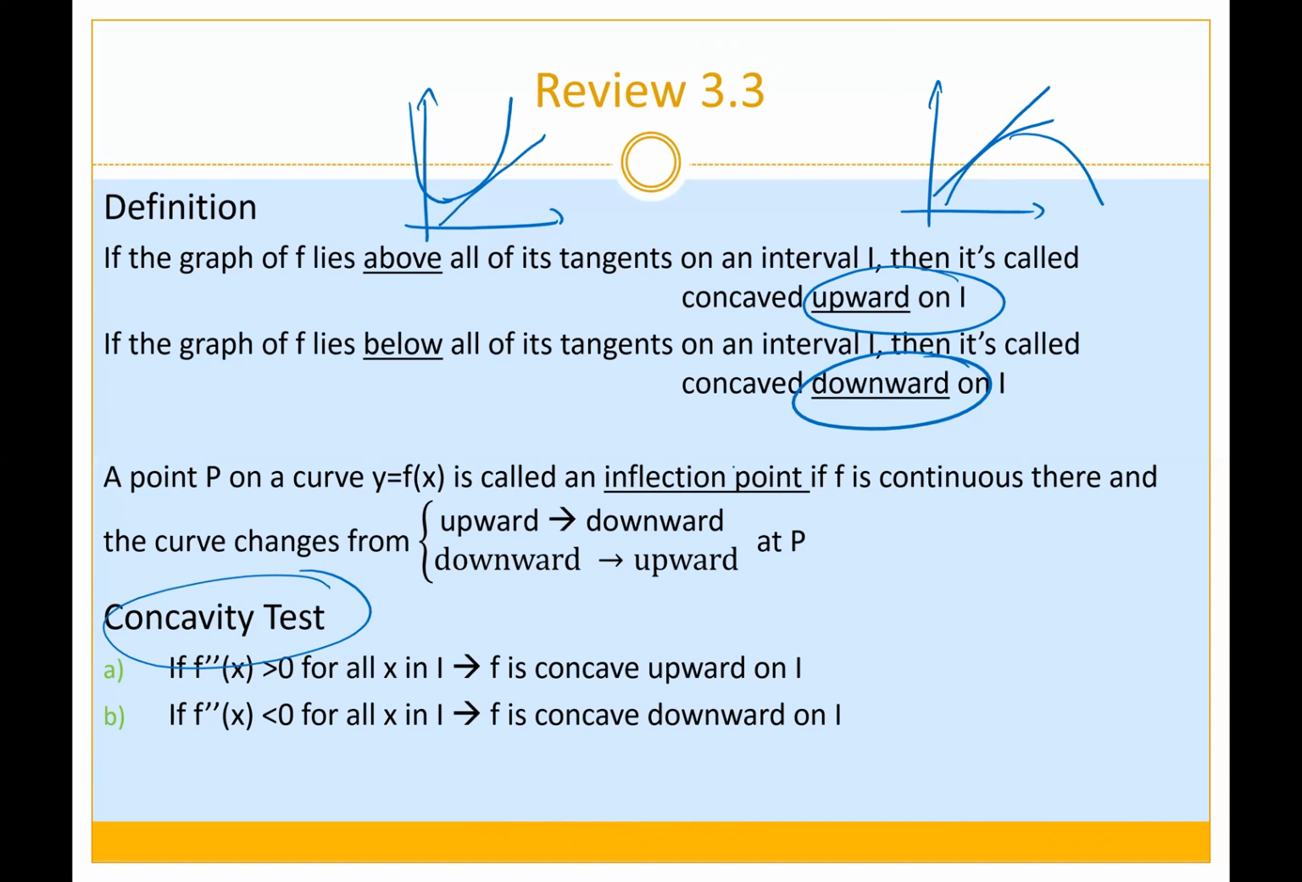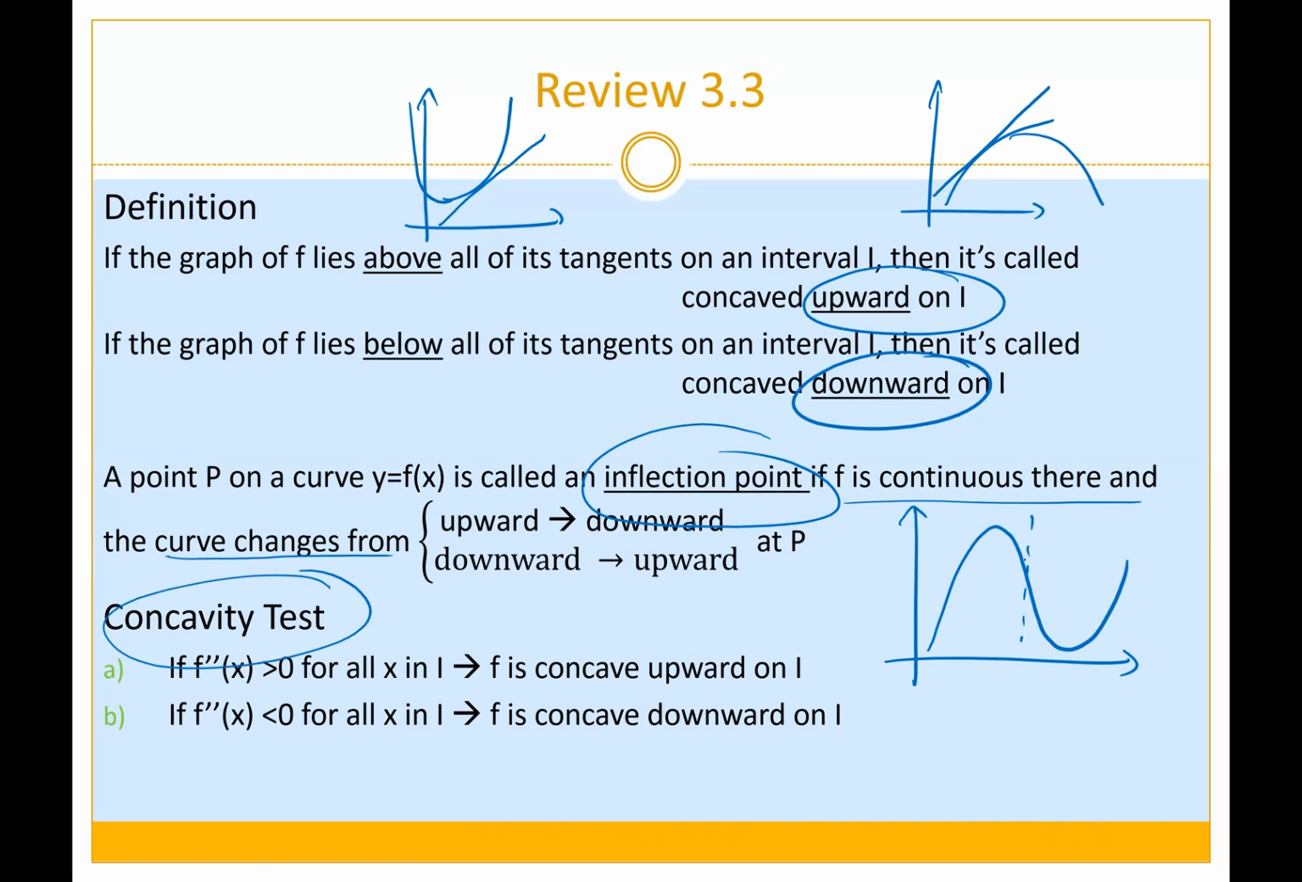Also, there's the definition of an inflection point, which is going to be the focus of the second derivative test. If you have a point on a curve, it's called an inflection point if f is continuous there and the curve changes from upward to downward concavity, or downward to upward. Say you have a graph that looks like this. You can see clearly that on the left it's concave downward, on the right it's concave upward. So this point is called the inflection point. Or it can change the other way around, and this one is also an inflection point.